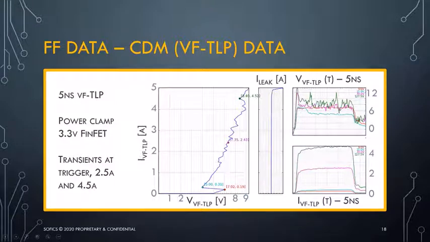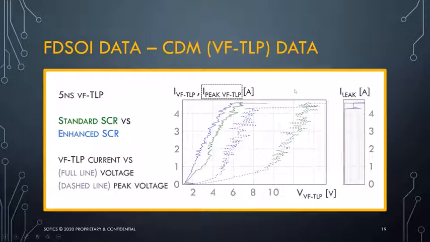In the next slide, I'm going to show you again another type of data now for FDSOI. And basically what I've done in the next slide is I'm not only showing you this classic VFTLP, but I'm basically also going to plot the peak current that you can see instead of the average current that we extract from the curve over here. We can also draw the peak current in a curve. And this is how it looks. Now we're looking at FDSOI clamp.